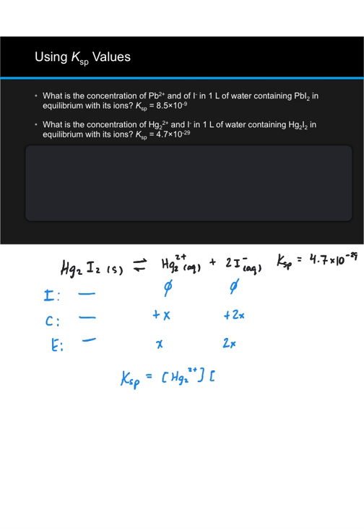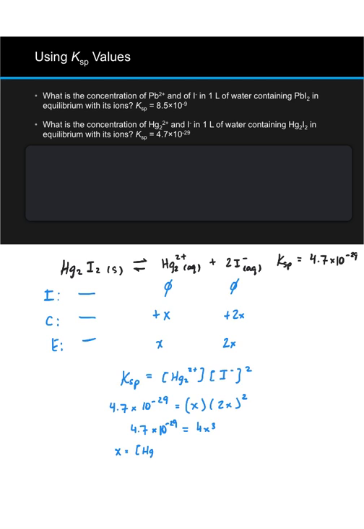The KSP expression is the concentration of mercury 1 times the concentration of iodide squared. The value for KSP for Hg2I2 is 4.7 times 10 to the minus 29. Concentration of mercury 1 at equilibrium is x, of iodide is 2x, and that quantity gets squared. So 4x cubed is equal to 4.7 times 10 to the minus 29.